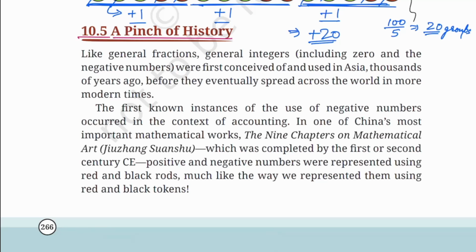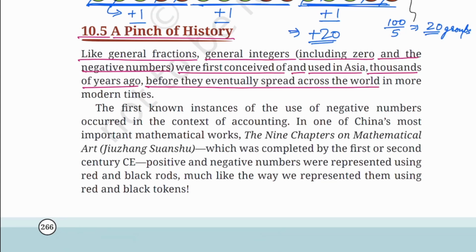10.5 A pinch of history. Like general fractions, general integers including 0 and the negative numbers were first conceived of and used in Asia thousands of years ago, before they eventually spread across the world in more modern times. The first known instances of the use of negative numbers occurred in the context of accounting.